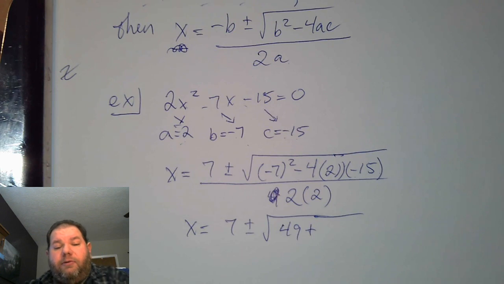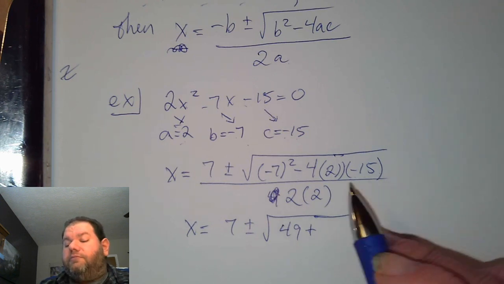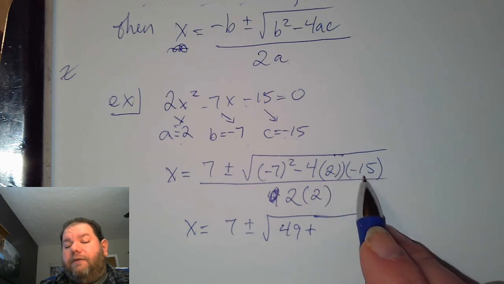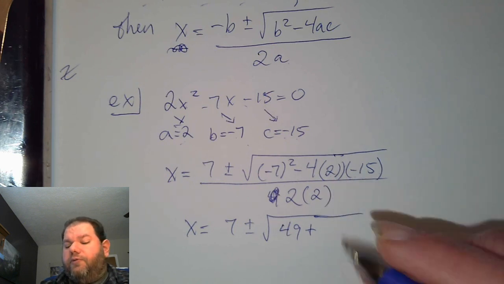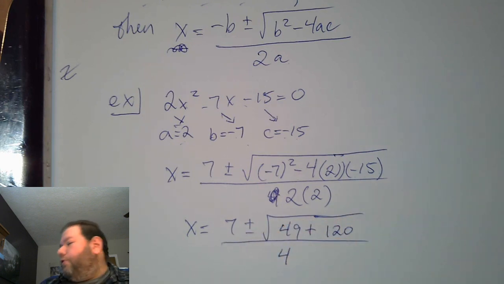Again, a common place where I see previous students make mistakes. A lot of it is just attention to detail, and that's really math classes in general. It's just attention to detail and how much we are able to keep up with those little pieces of detail and interpret everything properly from there. 4 times 2 is 8, and then 8 times 15 is 120, I believe. And then we have 4 on the bottom.